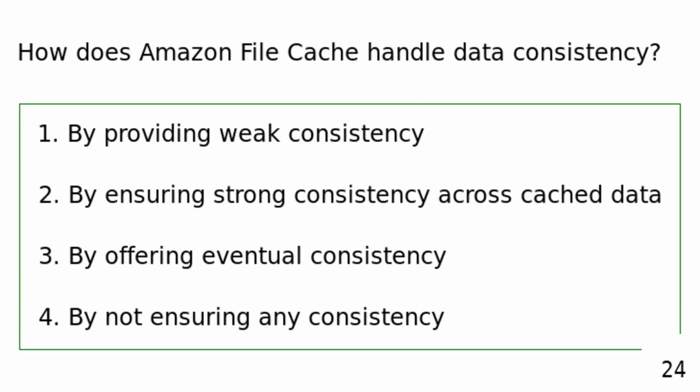How does Amazon File Cache handle data consistency? By providing weak consistency. By ensuring strong consistency across cache data. By offering eventual consistency. By not ensuring any consistency.